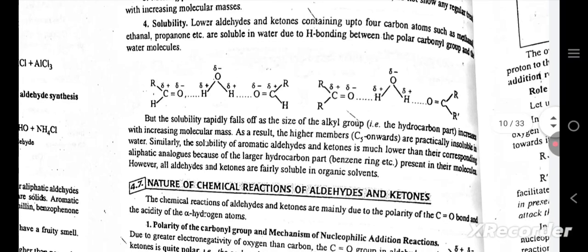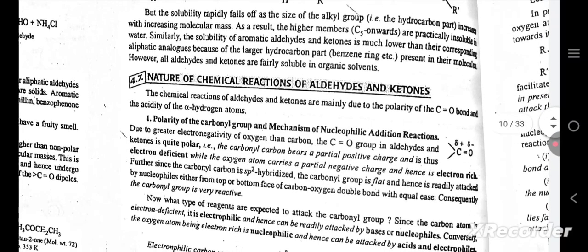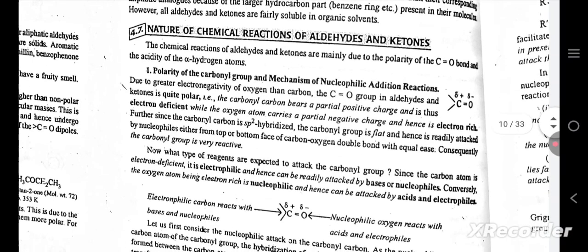Solubility. Lower aldehydes and ketones containing up to 4 carbon atoms, such as methanal, ethanal, propanal, etc., are soluble in water due to H bonding between the polar carbonyl group and the water molecules. But the solubility rapidly falls off as the size of the alkyl group increases. With increasing molecular mass, the higher members are insoluble in water. Similarly, the solubility of aromatic aldehydes and ketones is much lower than that of their corresponding aliphatic analogues because of the larger hydrocarbon part present in their molecules. However, all aldehydes and ketones are fairly soluble in organic solvents.